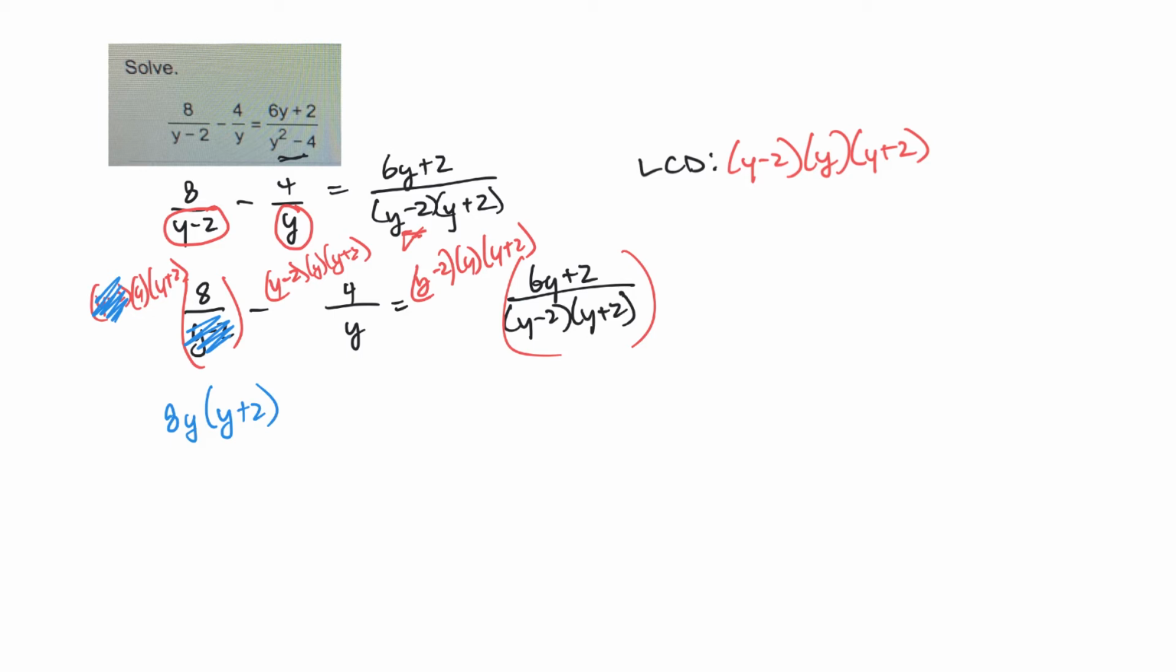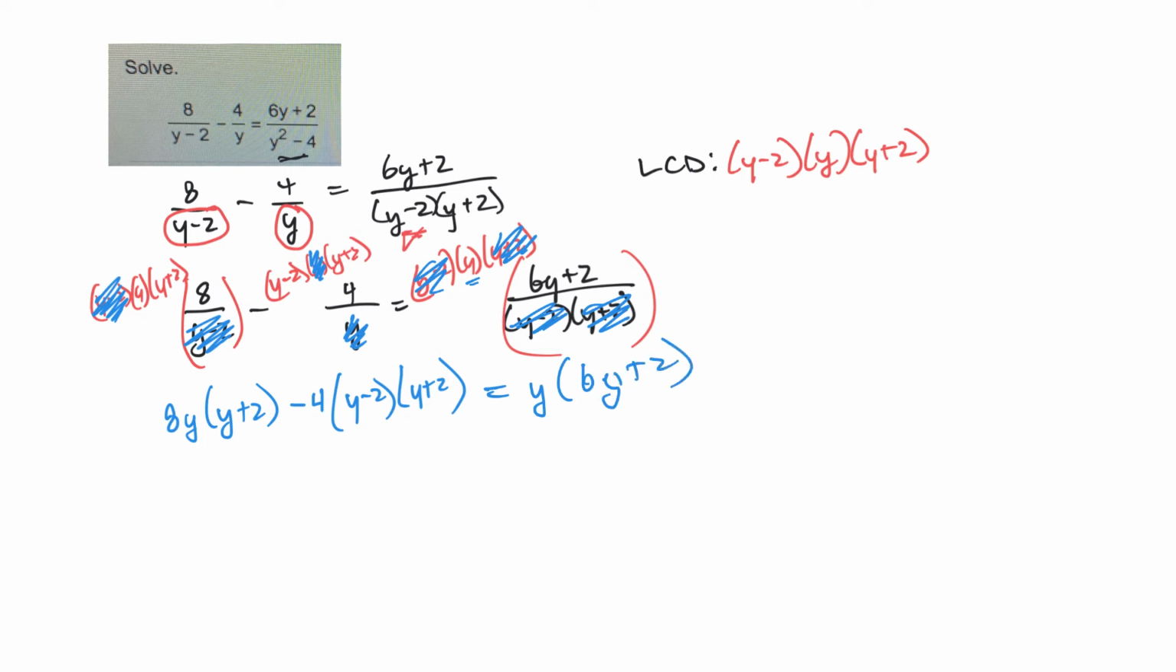Notice that I usually write the monomial factors first, and then I write the thing in brackets after. Next one, just the y cancels. So I'll have minus 4 times y minus 2 times y plus 2. Is that right so far? I think so. Is equal to, on this one, this cancels with that, and this cancels with that, so there's just the y. So I have y times 6y plus 2.